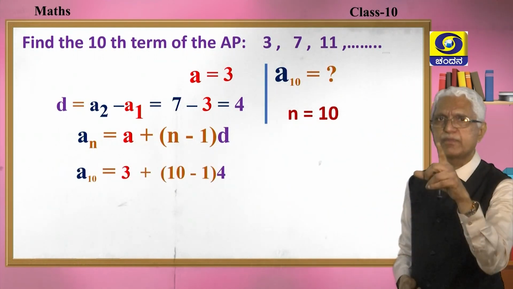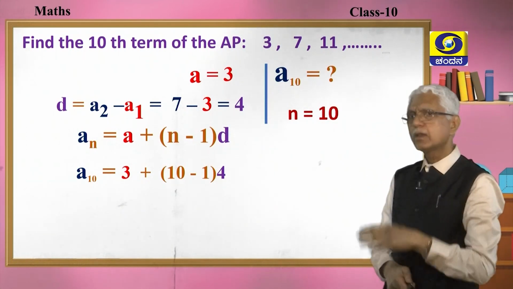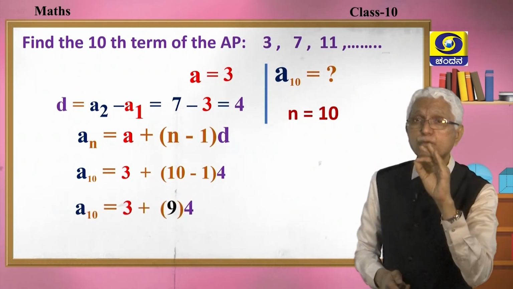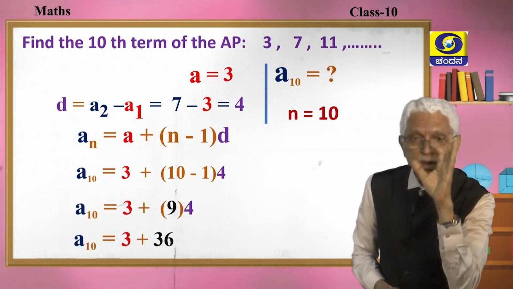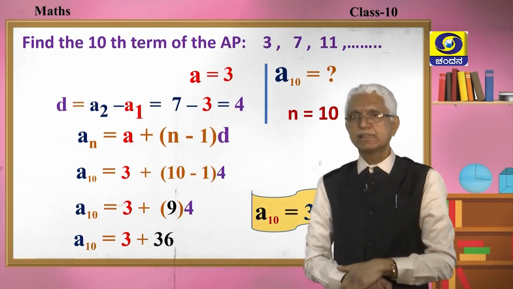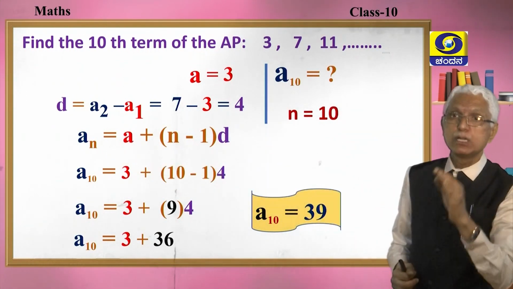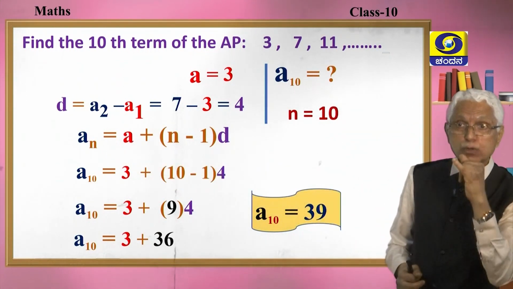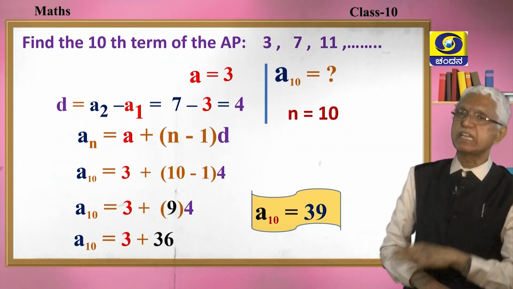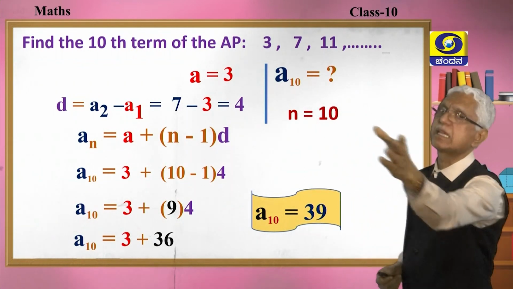Here is an example. Find the 10th term of the AP 3, 7, 11. You want to find the 10th term, correct? If you want to find any particular term of an AP, or if you want to write all the terms of the AP, to write an AP, to find out an AP, you need to know the first term A and the common difference D. Am I right? Agreed. Now find the 10th term of the AP 3, 7, 11.